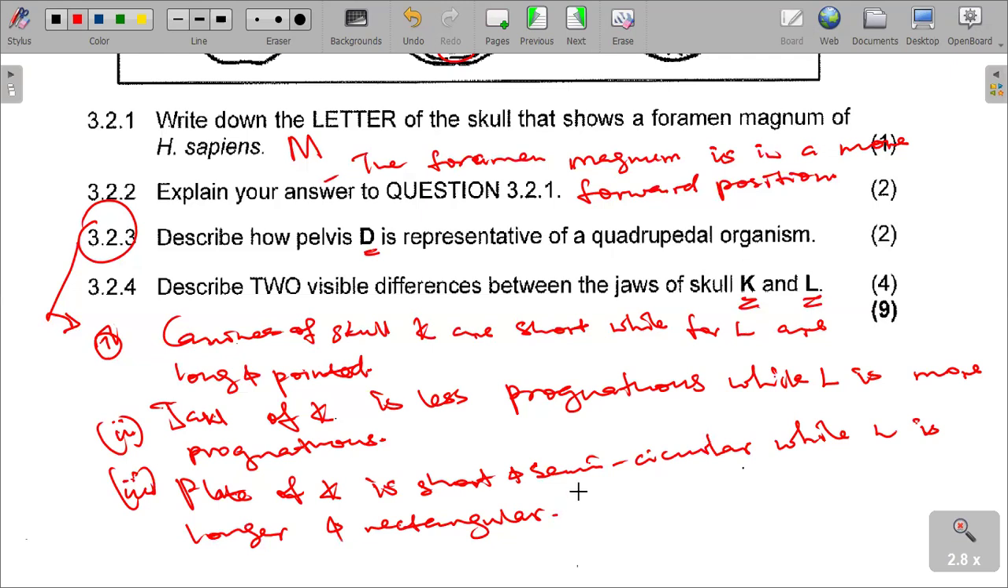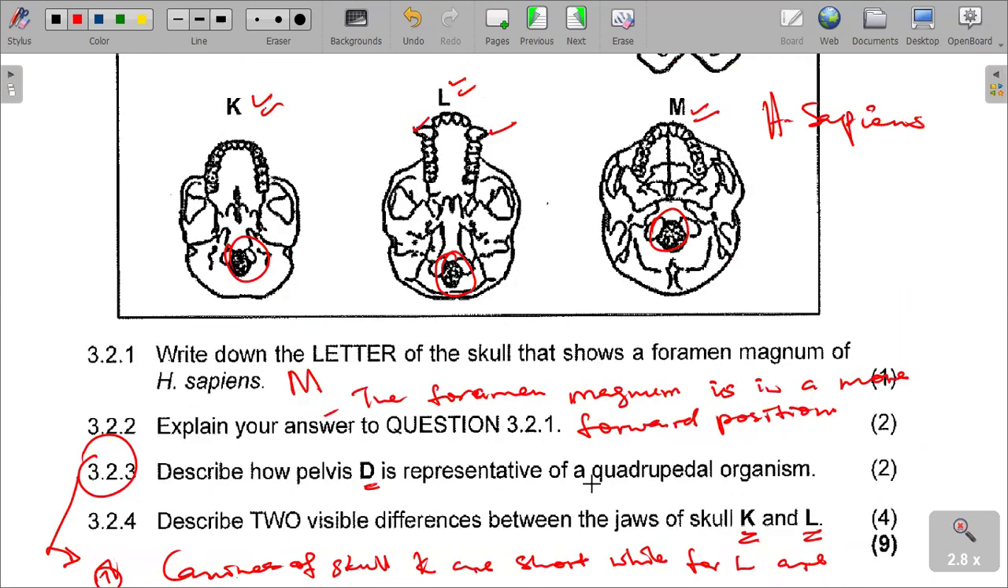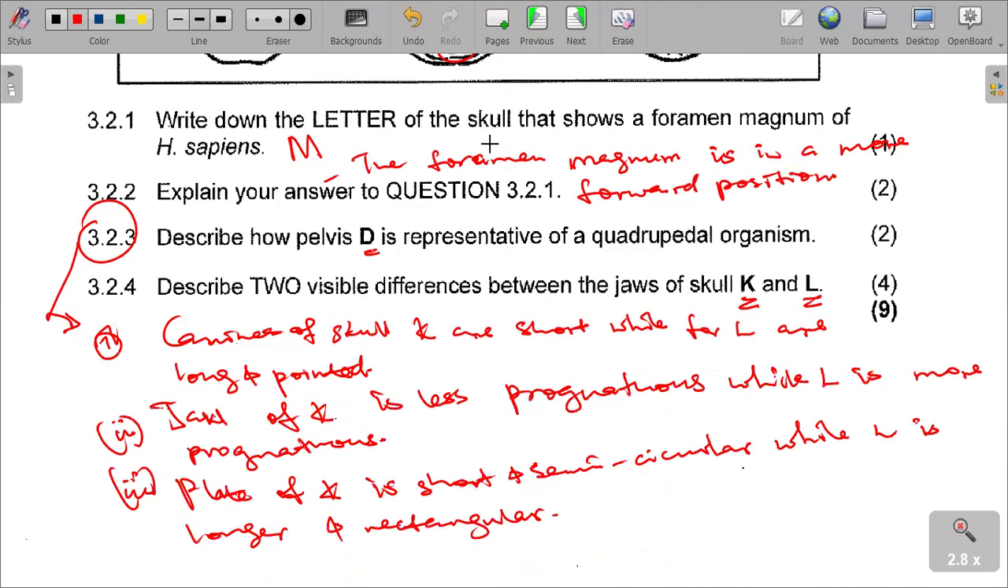K is short and semicircular. You can see it is short. The plate is short and semicircular, but this one is long and rectangular. L is long and rectangular, as you can see there. So these are some of the differences that we can give there.